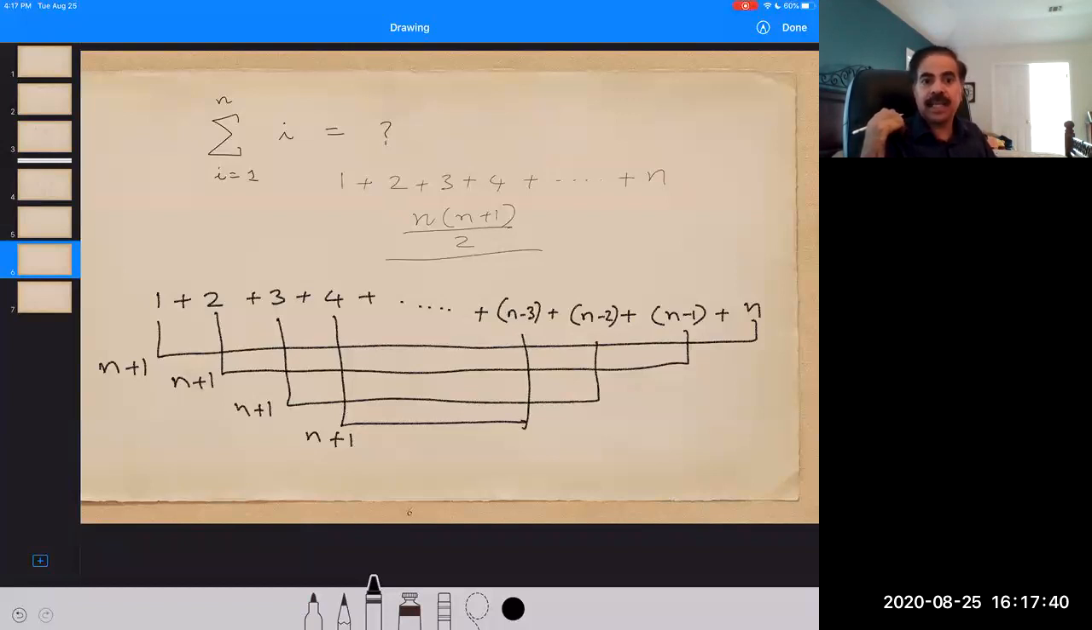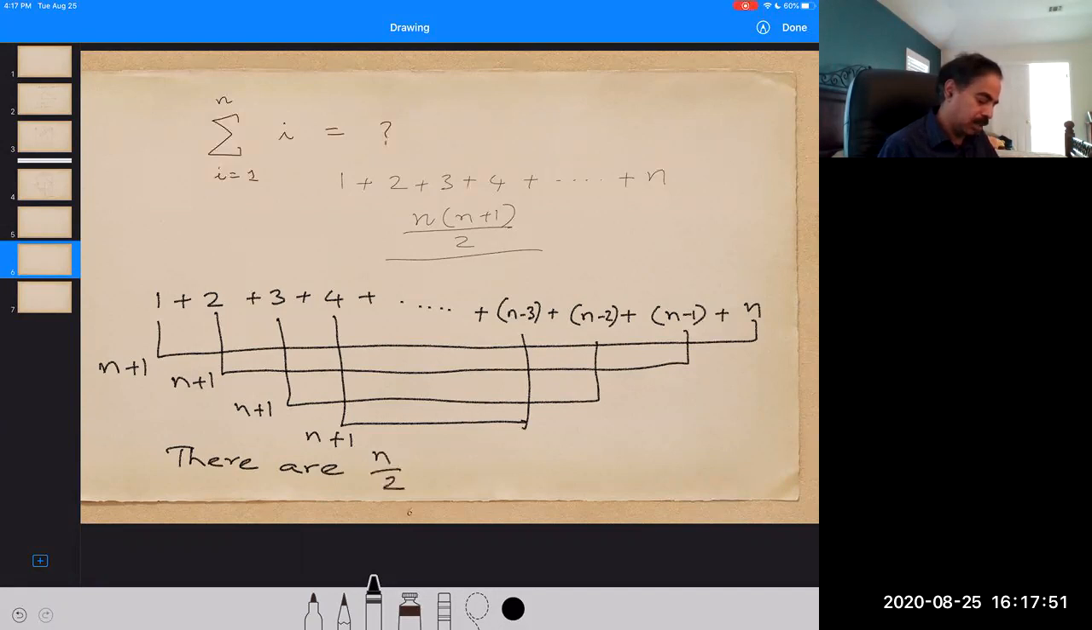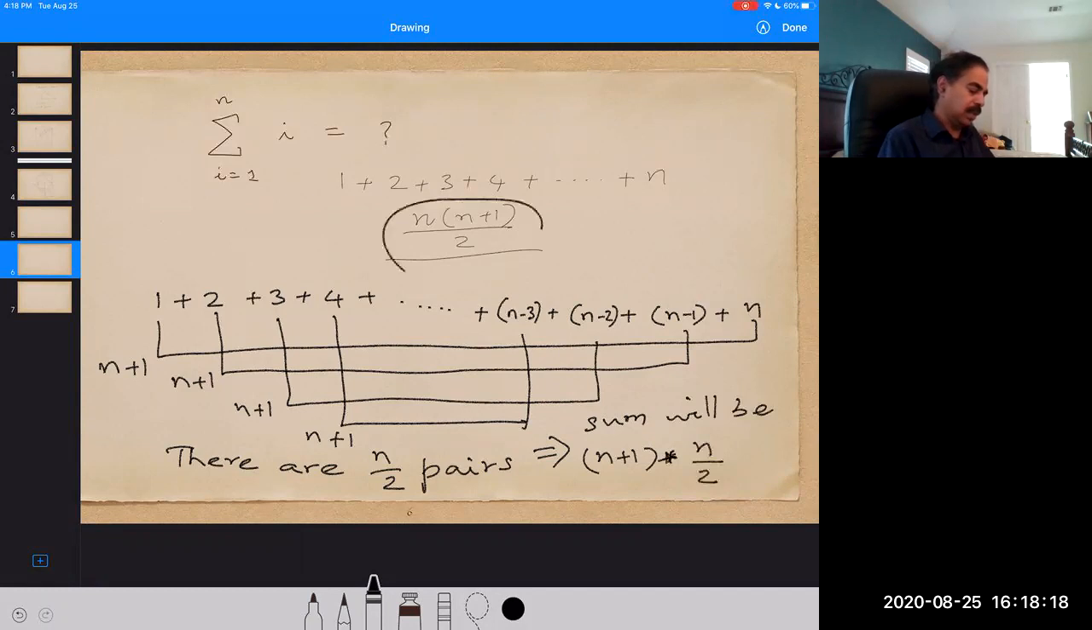And how many pairs are going to be there? There are going to be n by 2 pairs, right? So that implies that the sum will be n plus 1 times n by 2, which is the formula that we wrote before, right?